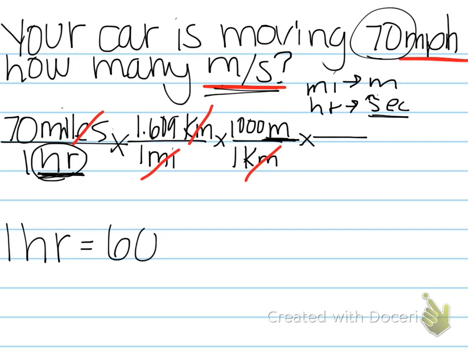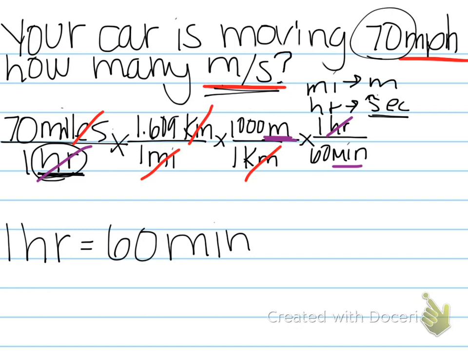1 hour equals 60 minutes. So 1 hour, and then my 60 minutes is going to go on the bottom, and I'm going to do this in a different color so we can see how our units are separate. Hours are going to cancel. So now, if I were to stop here, I would be left with meters per minute. But not quite there.